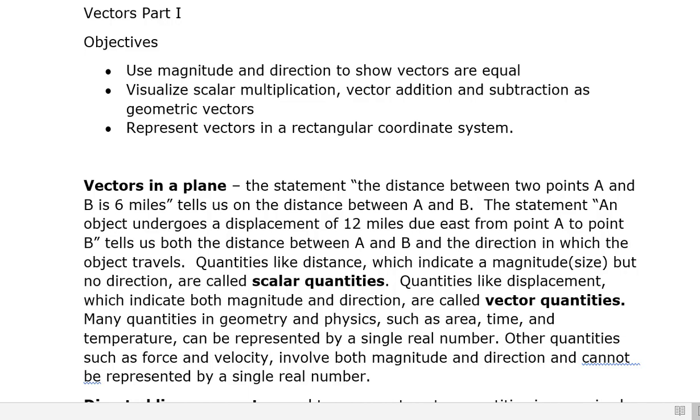So when we have a description that gives us both magnitude and direction, or a number that describes magnitude and direction, these are called vector quantities. And so lots of quantities in geometry and physics, like area, time, and temperature, can be represented by just a single number. Other quantities, such as force and velocity, involve both magnitude and direction. So they can't be represented by just a single number.